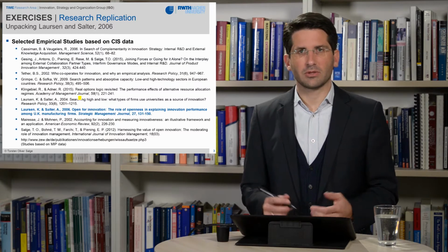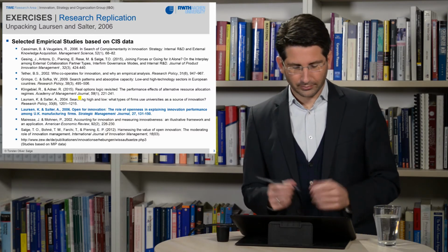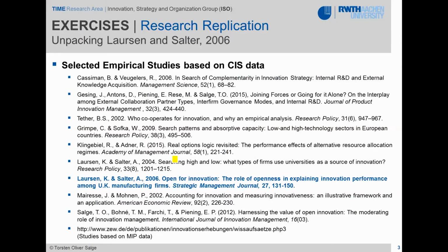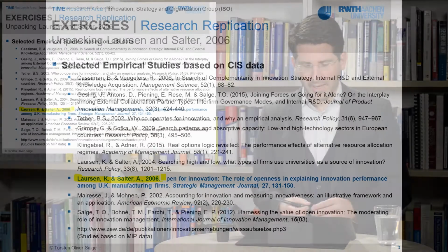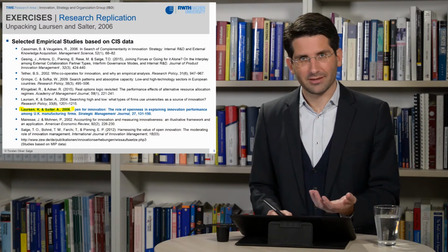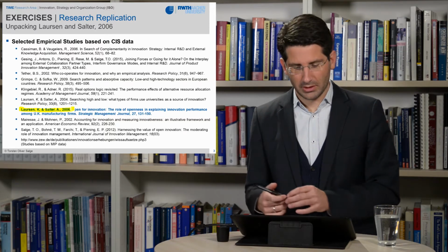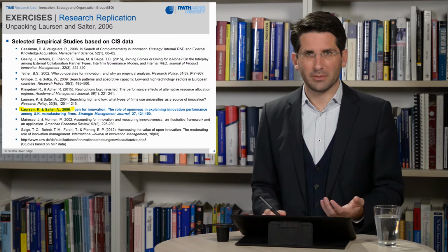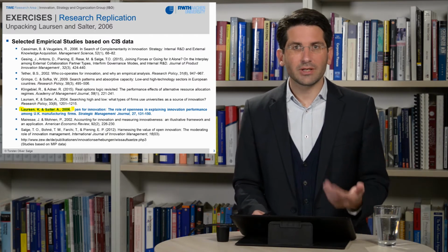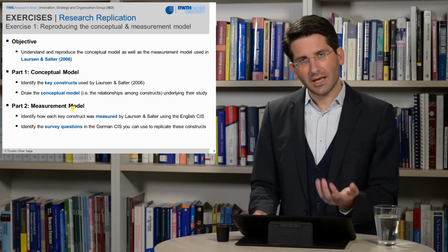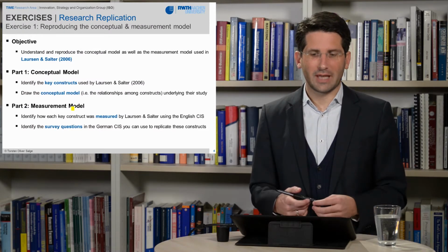So the first is about replicating an established study. And the study we pick is one from our list. So we look at the paper by Lawson and Salter, published in 2006 in the Strategic Management Journal. And this is one of the first empirical studies showing that open innovation actually enhances the innovative performance of the firm. And you will be asked to read this study in preparation for the subsequent exercises. It's a highly influential paper. It's a paper that has been cited almost 3,000 times. So let's now introduce the first exercise.